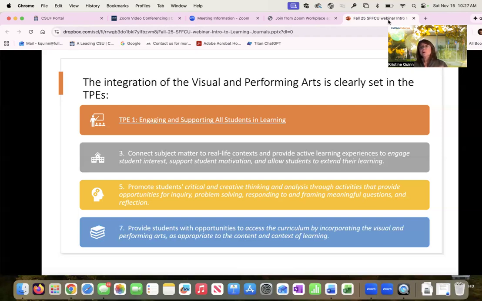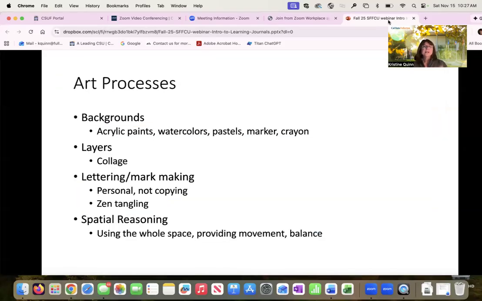In your K through 12 standards, it also fits into the visual and performing arts standards. There are 4 visual and performing art processes in every single grade level and 11 benchmark standards in the visual and performing arts and also in the media arts as well. So if we were to get started with learning journals, I would want you to think about these 4 processes to begin.